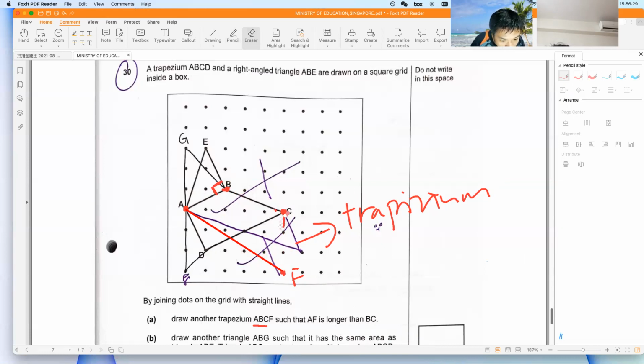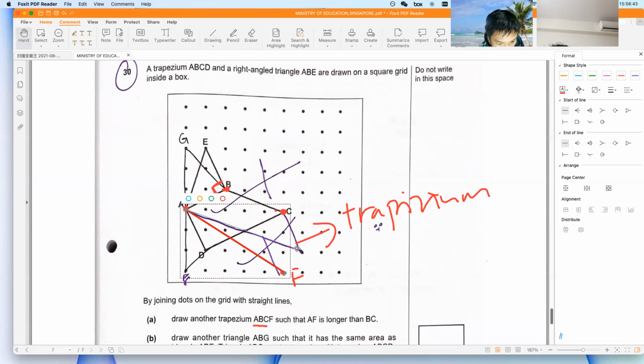You need to make sure that these two must be parallel. In order for this and this to be parallel, you need to use the ruler. So to draw it, let me just tilt it first. Okay, good, this is parallel. So move it such that it connects to this part. Then you draw it.